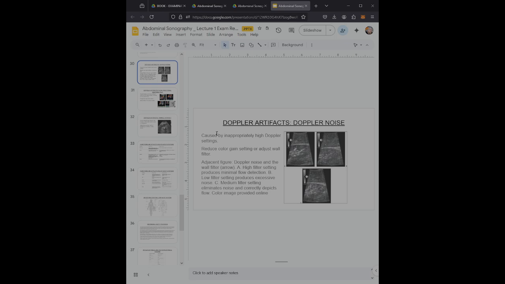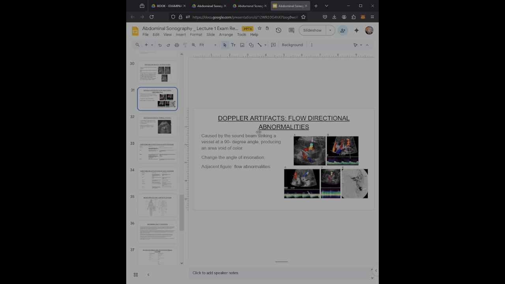Doppler noise. If we have inappropriately high Doppler settings, we can generate noise. So to reduce it, we reduce the color gain setting and we adjust the wall filter. And adjacent, we have Doppler noise. In A, we have a high filter setting and it produces minimal flow detection. In B, we have a low filter setting and it produces excessive noise. C is a medium filter and it eliminates noise and correctly depicts flow.